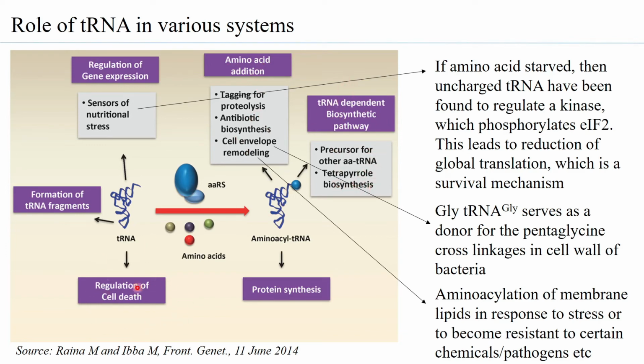Now, another area where it is functioning is in the regulation of cell death. So what has been observed is that the tRNA is able to add a certain amino acid to the N-terminus of a protein, and when it adds that amino acid, the protein gets tagged. So the proteasome or the degradosome is able to recognize that protein and degrade it. So that is also something that has been observed.